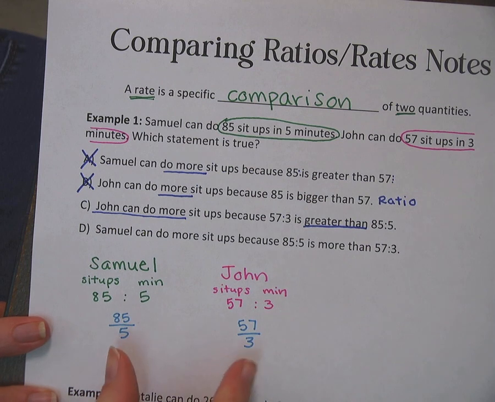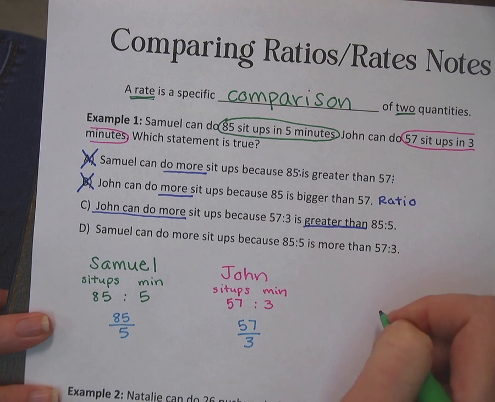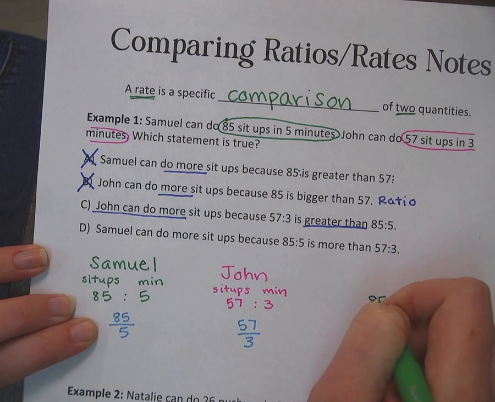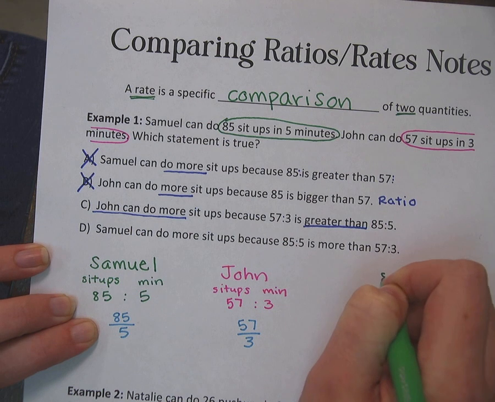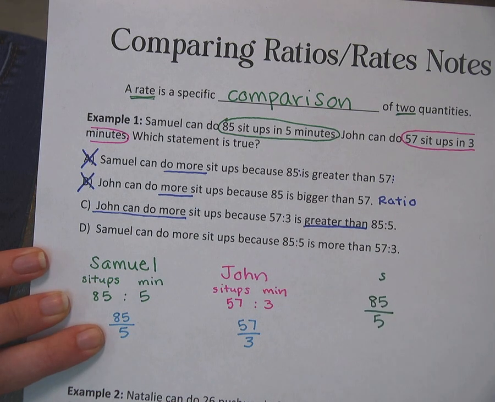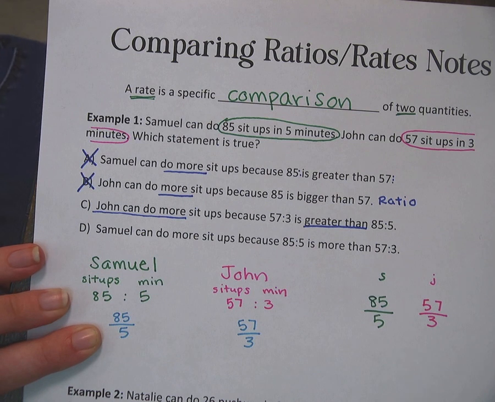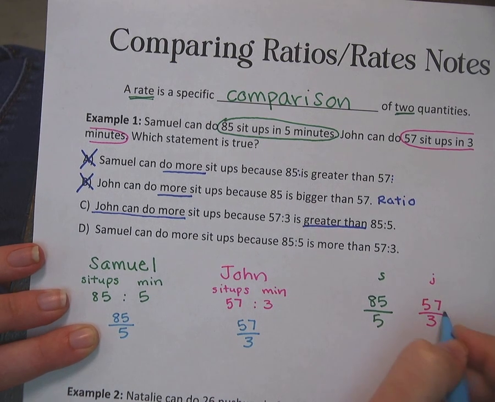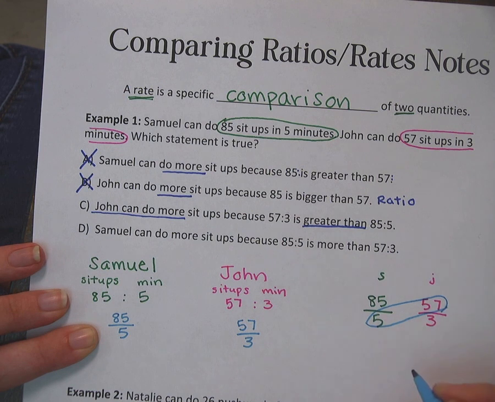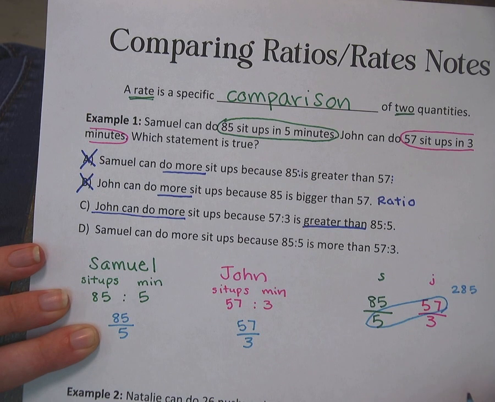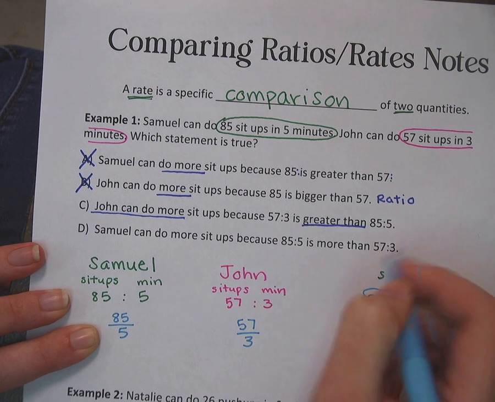Now that I have them written like fractions, I can butterfly. So I'm going to do that over here. So I have room. So Samuel was 85 over 5. And if you want to, you could put an S above Samuel so you don't get confused. And John was 57 over 3. And I could put a J above John. And I am going to butterfly those two numbers. So 57 times 5 is 285, and you could stack that up and work it out. And 85 times 3 is 255.